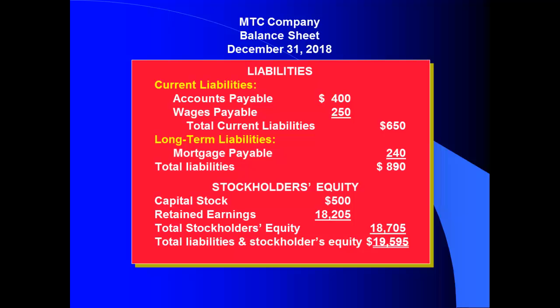So on the balance sheet, you see my current liabilities. I have accounts payable and wages payable. Under long-term liabilities, I have just my mortgage payable. Add them together to figure total liabilities. Haven't changed anything in stockholders' equity. Stockholders' equity is exactly the same now as it was before.